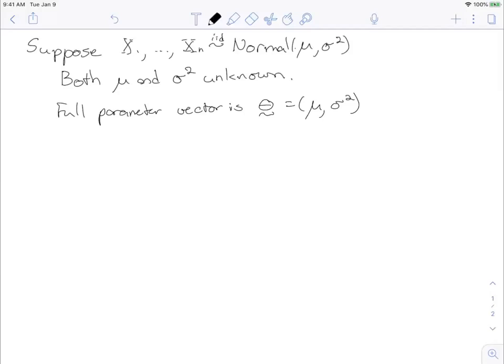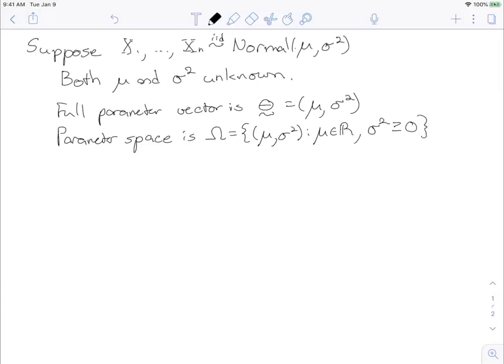The parameter space is the set of all possible values for the parameters. And remember that we're denoting that by omega. And so this is the set of values for mu and sigma squared, such that mu is a real number. So the mean can be anything, but sigma squared has to be positive. So that's the set of all possible values for the parameters of this normal model.